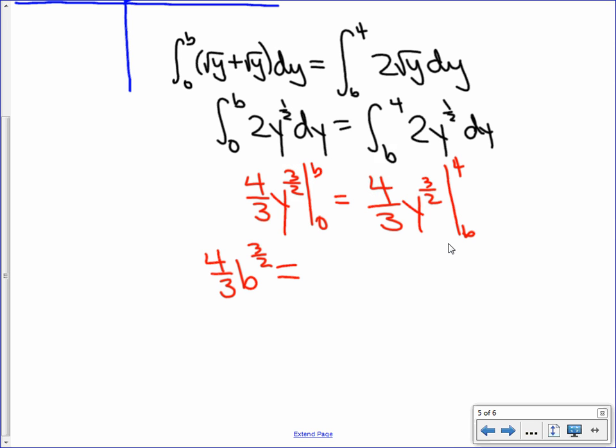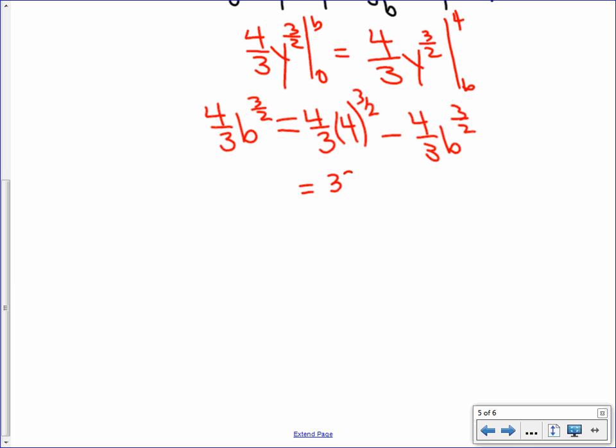Over here, 4/3 times 4 to the 3/2 minus 4/3 b to the 3/2. So this is 32/3. And if we add this over to join the other b to the 3/2, we get 8/3.